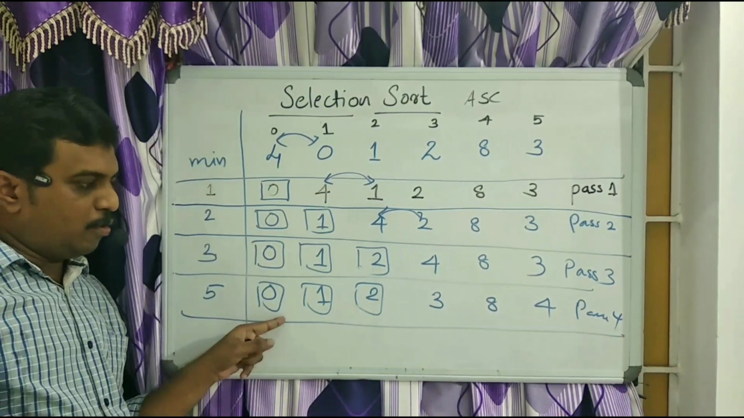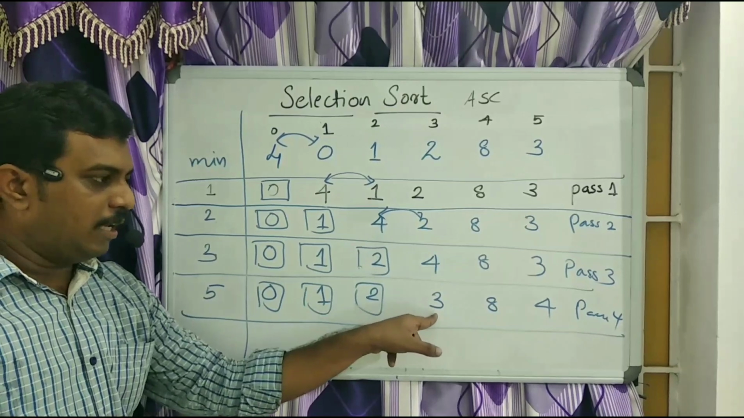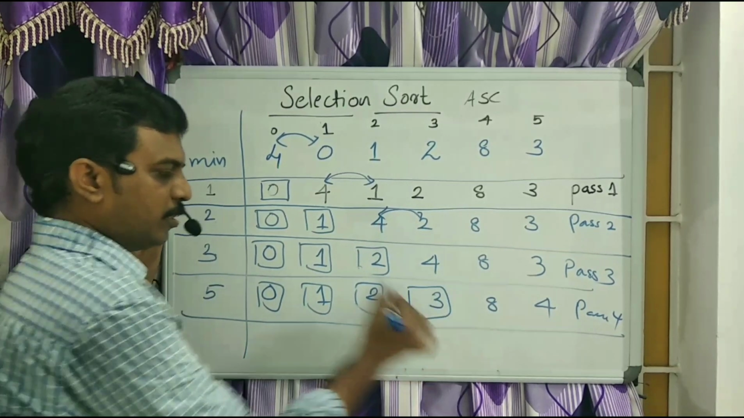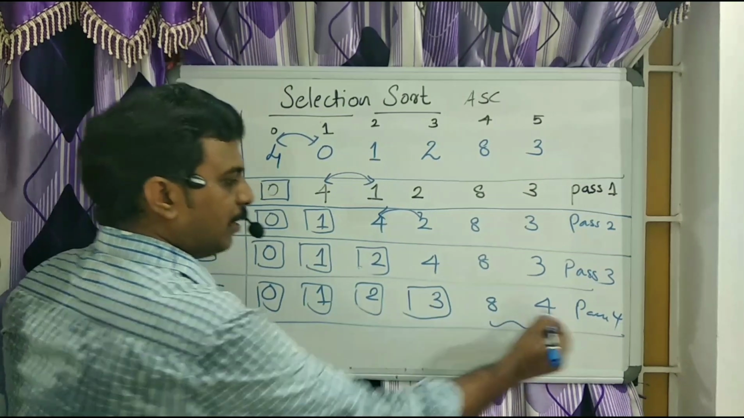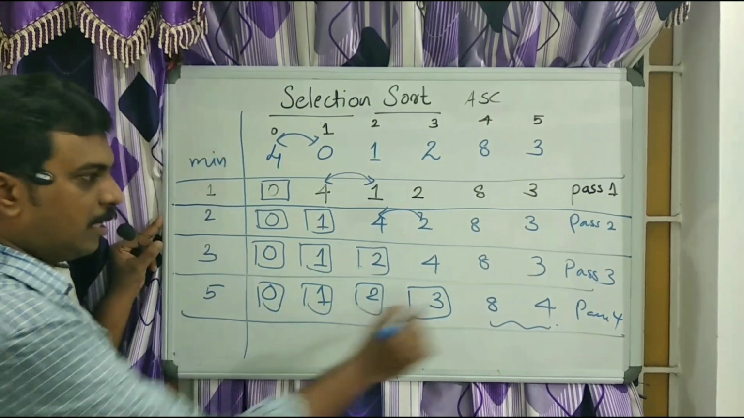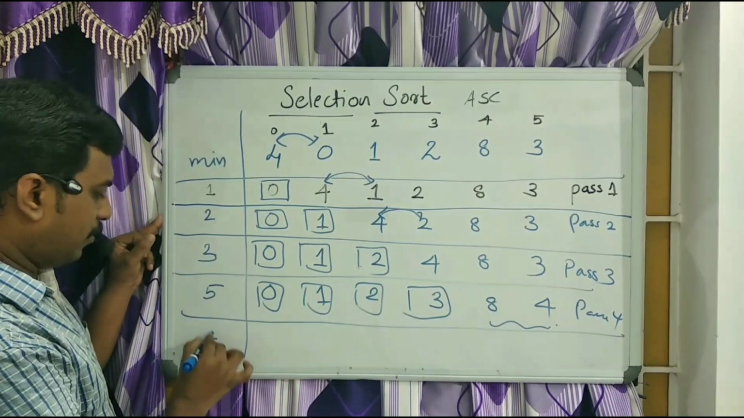Now this 0, 1, 2, 3 is in its sorted position. Okay. Then I will start with the remaining list. This is the first element. So what is the index? Index is nothing but 4.